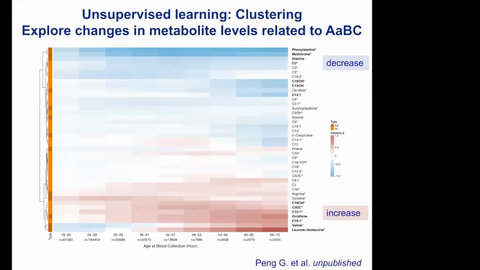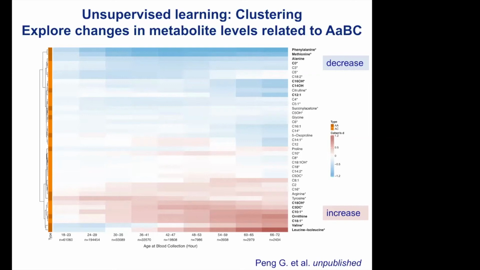Here's an example, an unpublished example from our work using unsupervised learning for age at blood collection data. In this analysis, we studied NBS data from roughly 500,000 babies for 41 metabolites shown on the y-axis and across different age at collection time points ranging from 12 till 72 hours after birth, shown on the x-axis.